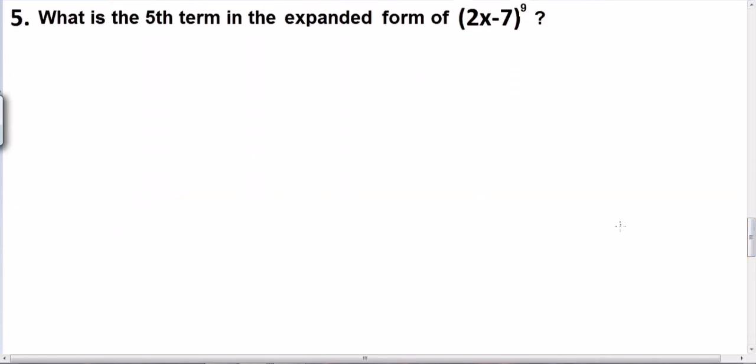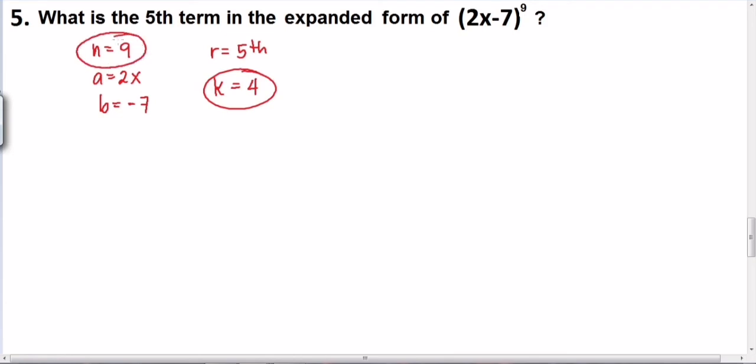What is the fifth term in the expanded form of 2x minus 7 raised to 9? So, ang n natin dito is 9. Ang a natin, 2x. Ang b natin, negative 7 lang. So, ang r natin dito ay 5. Yun yung fifth term na hinahanap. So, ibig sabihin, ang k ko ay 4. So, magmaminus ka lang ng 1 dyan. Diba? So, 5 minus 1, 4.